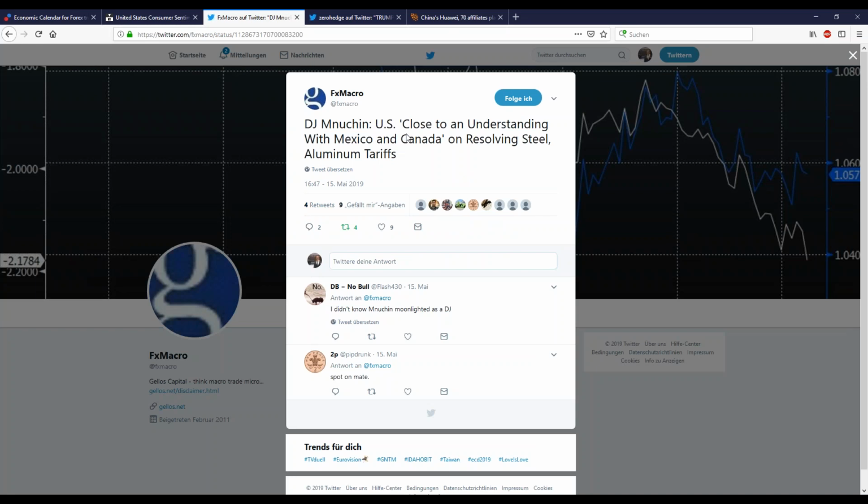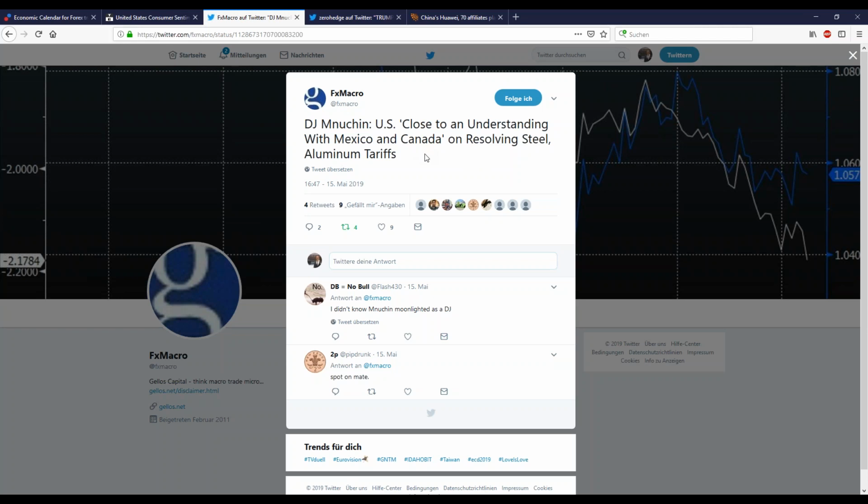It's not only Europe and the US and China, but it's also the US and Canada and US and Mexico, for example. And on Wednesday, there was a mention from the finance minister of Treasury, Mnuchin, who said that they're close to an understanding with Mexico and Canada on resolving the steel and aluminum tariffs, especially in regards to the Canadian dollar. I think this is a very, very interesting development.